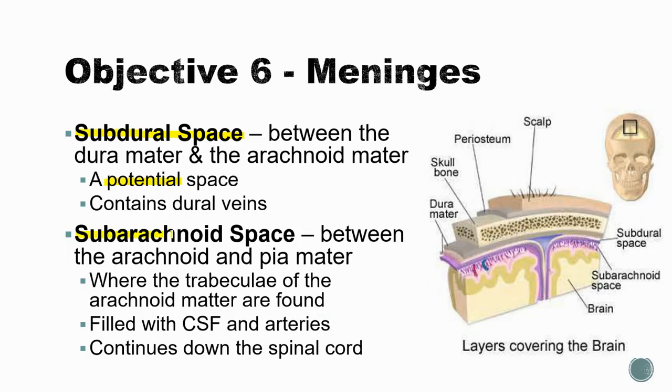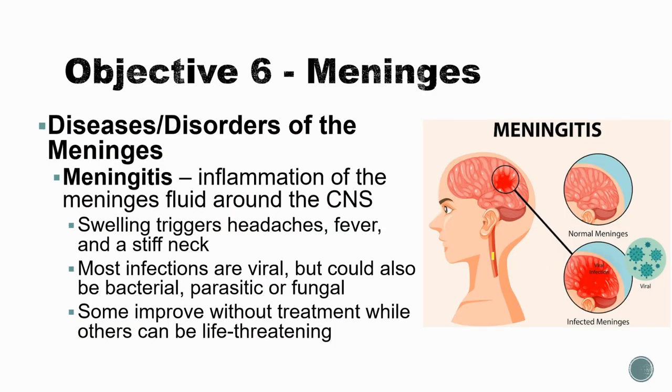And then below the arachnoid space, you have the subarachnoid space. So this is going to be between the arachnoid and the pia mater. This is where you have a lot of CSF circulating. There's going to be arteries there. And then this continues all the way down into the spinal cord. So there's actually going to be a space here in the subarachnoid space all the way around.